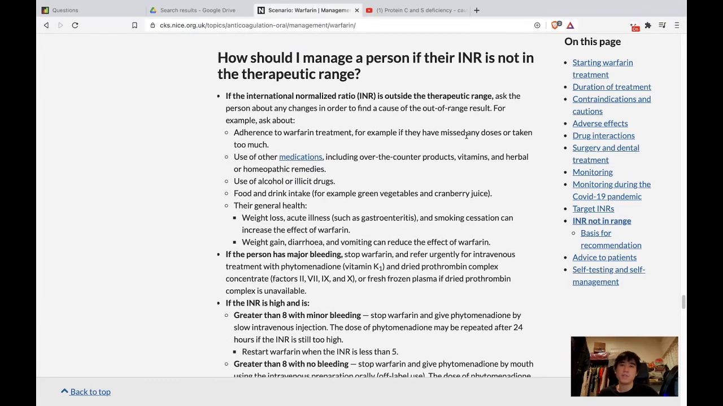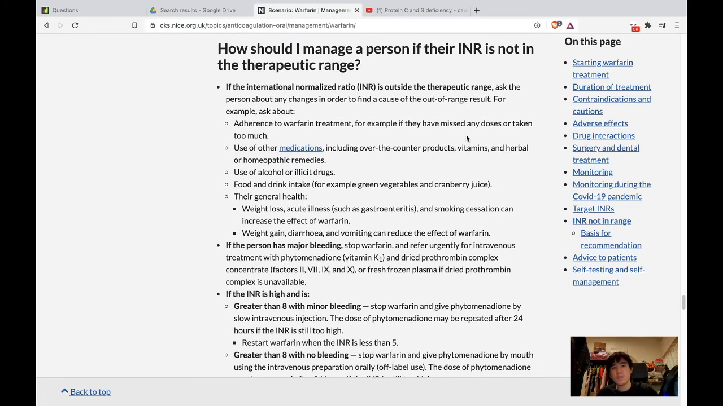How should I manage a person if their INR is not in the therapeutic range? If the international normalized ratio INR is outside the therapeutic range, ask the person about any changes in order to find the cause of the out-of-range result. For example, ask about adherence to warfarin treatment, if they have missed any doses or taken too much. Use of other medications, including over-the-counter products, vitamins, and herbal or homeopathic remedies. Use of alcohol or illicit drugs. Food and drink intake, for example, green vegetables and cranberry juice. Their general health. Weight loss, acute illness such as gastroenteritis, and smoking cessation can increase the effect of warfarin. Weight gain, diarrhea, and vomiting can reduce the effect of warfarin.